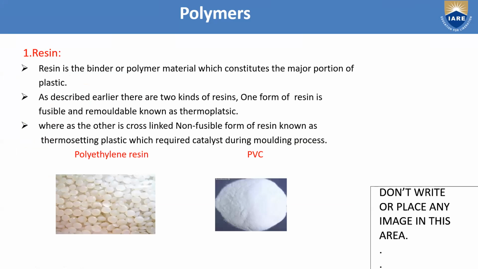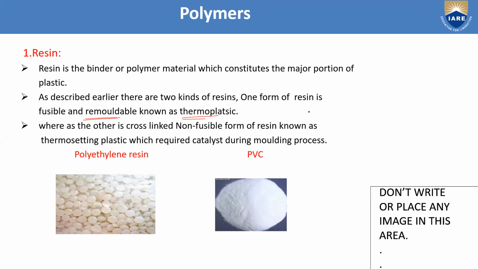Now coming to the first one, already we have discussed this. What is the use of resin? A resin is the binder or polymer material which constitutes the major portion of the plastic. Resins are of two types, as we already know: thermoplastic resin and thermosetting resin. Thermoplastic is a form of resin which is fusible and remoldable. We can remold this thermoplastic resin.